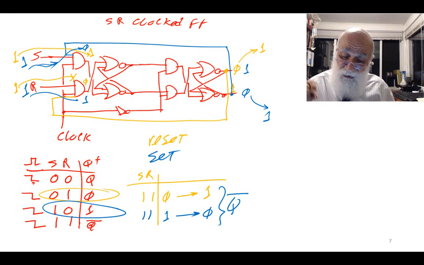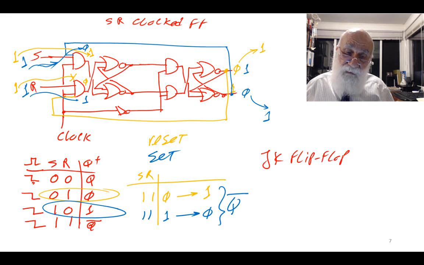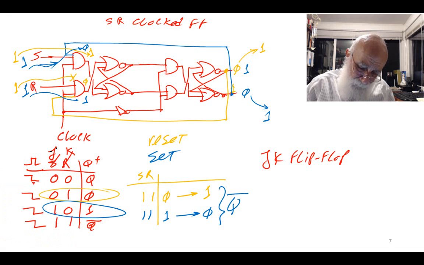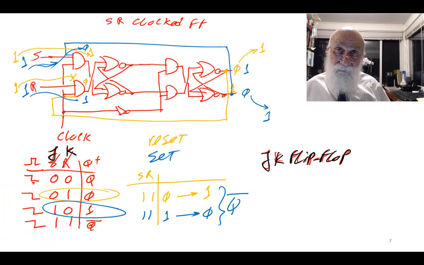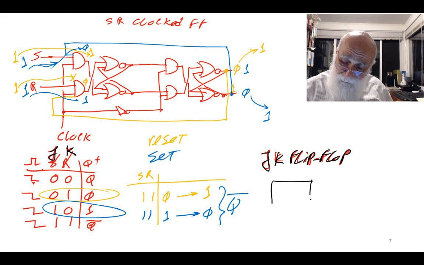This is so good that I'm going to give it a new name. I call it JK flip-flop, for jump and kill, and I'm going to call this one J, and this one K. And this is a JK clocked master slave flip-flop. And then this has a characteristic equation as well. Okay, let's look at this.